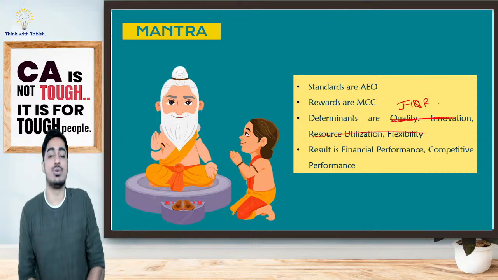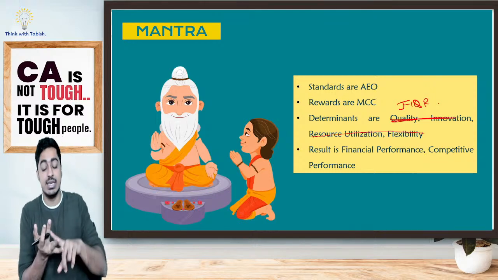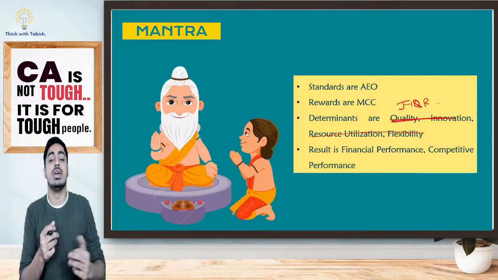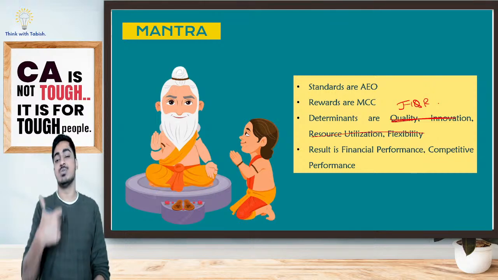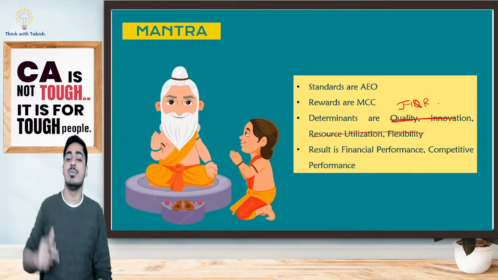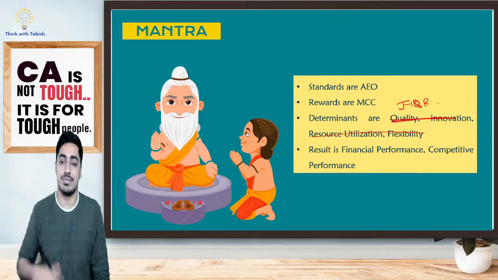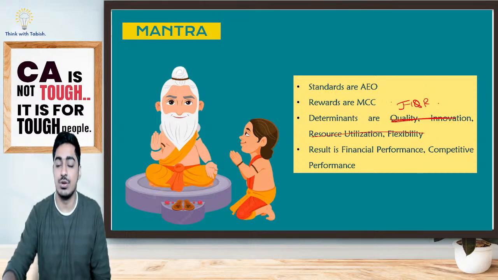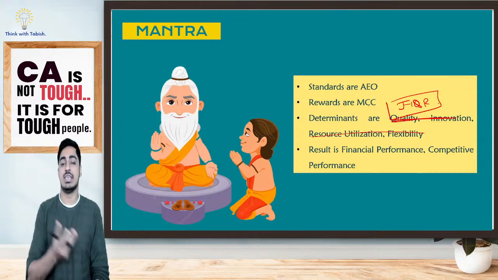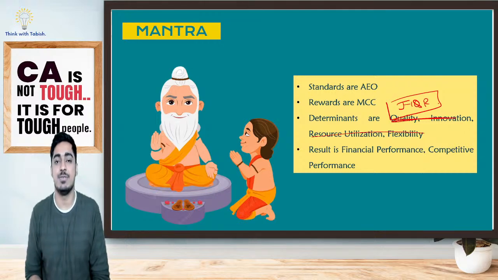What is my Guruji telling? Standards are AEO. A is achievable, E is equity, O is ownership. Rewards are MCC. M is motivation, C is clear, C is controllability. Determinants are fikr. You'd have heard a shairi in Hindi. Recently, it has become very famous.